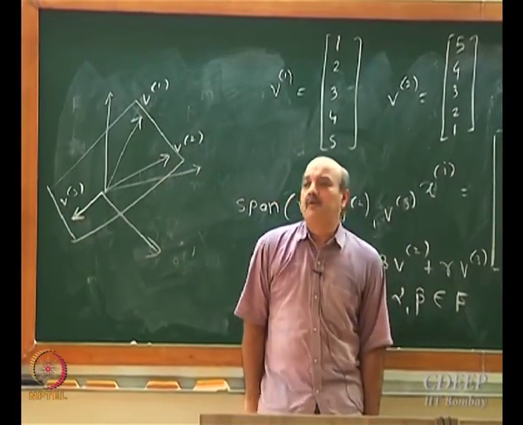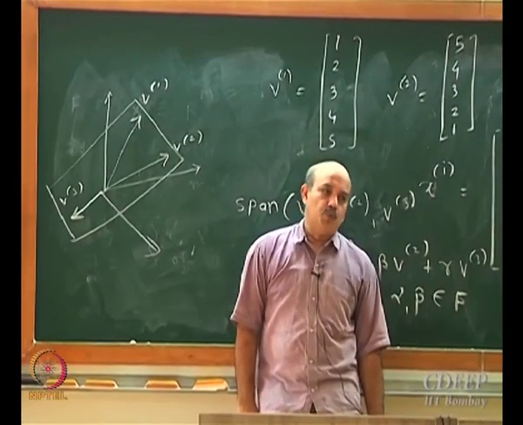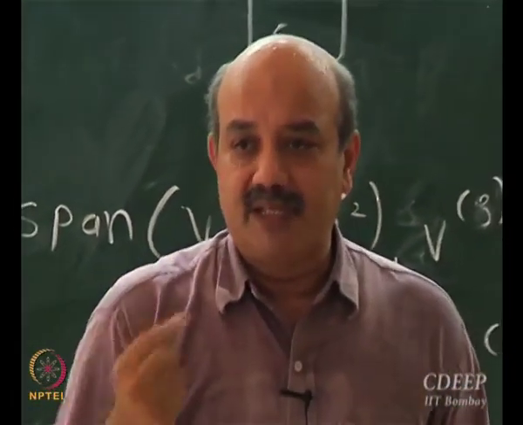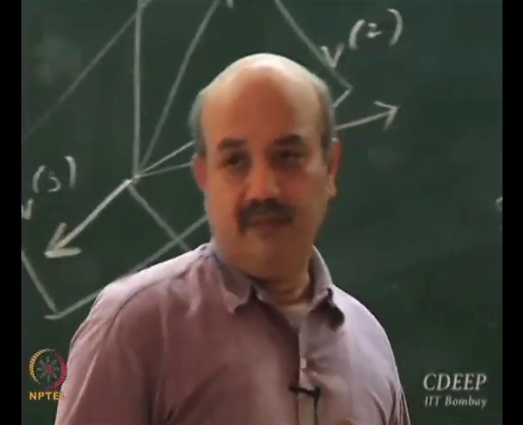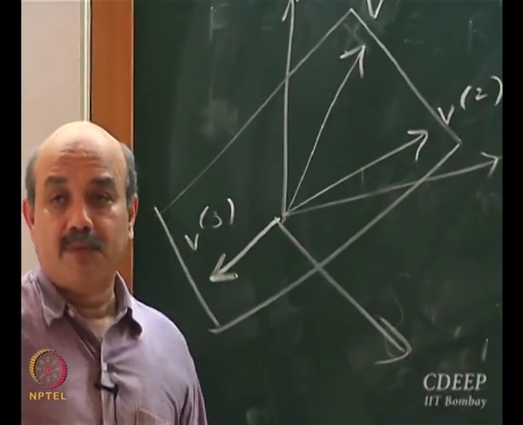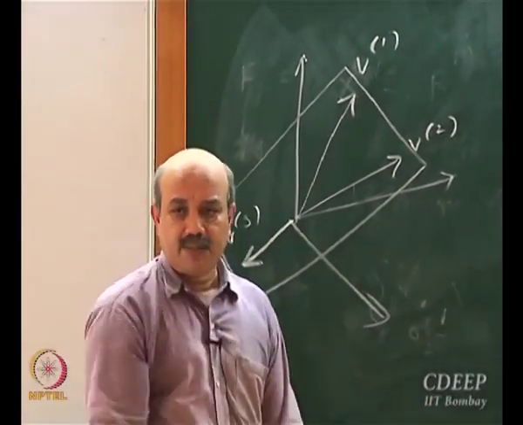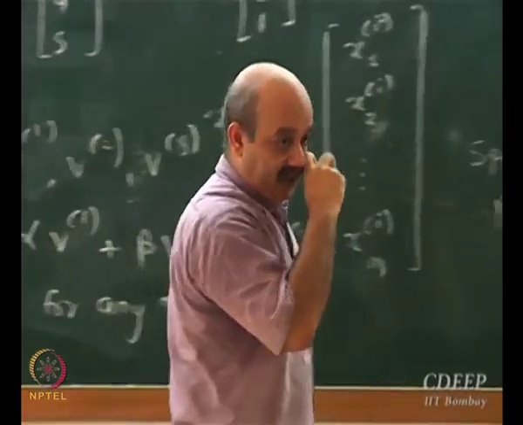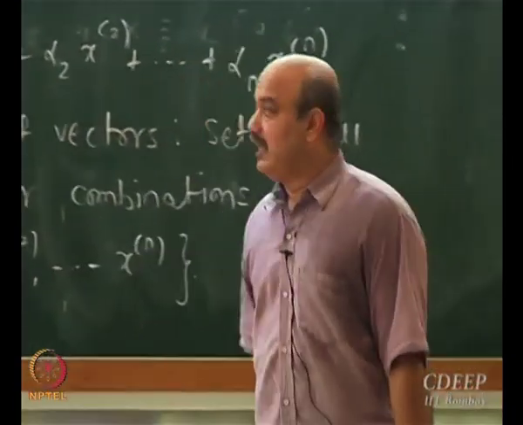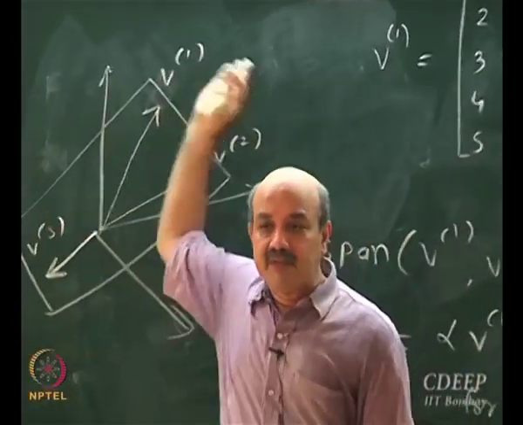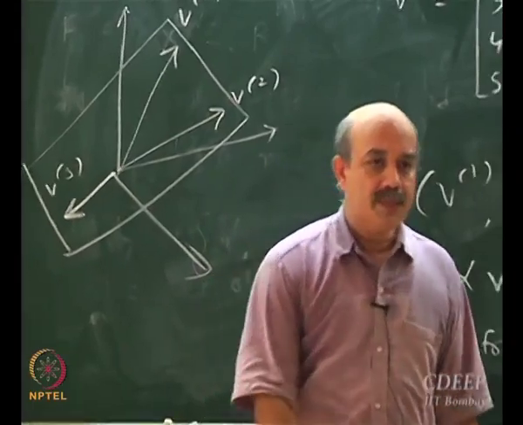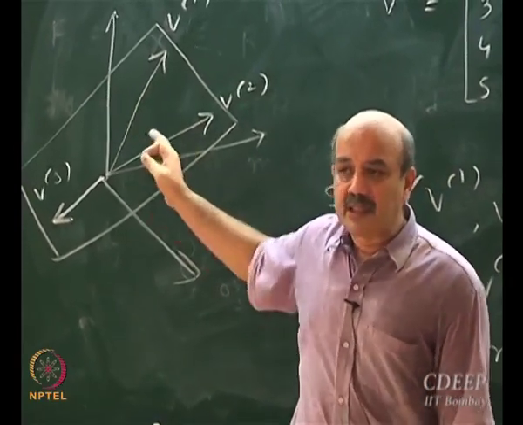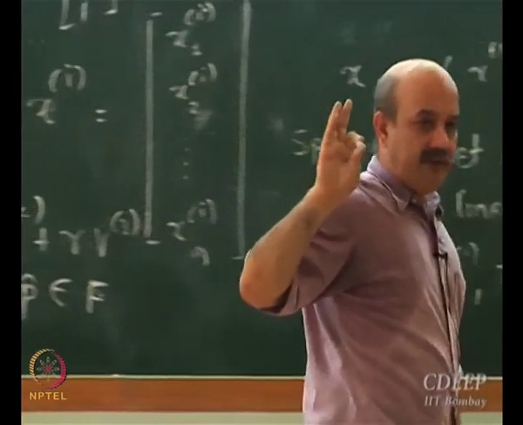What is the minimum number of vectors that are required to generate this plane? Two. So the minimum number of vectors that are required to generate a subspace or a space is called the dimension of the vector space. What is the dimension of this particular subspace? This span is a subspace. The dimension is 2, because you need only two linearly independent vectors to generate all vectors inside this plane which is passing through the origin. This is a two-dimensional subspace of three dimensions. Everyone with me on this?